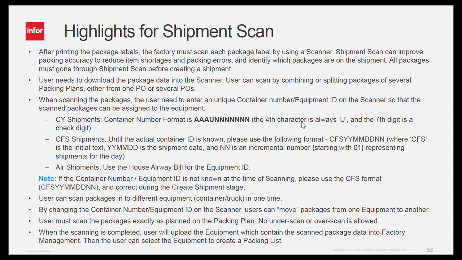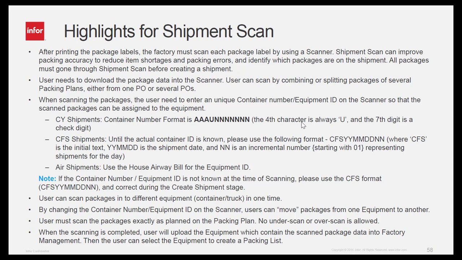For CY shipments, there is going to be a specific container number format. As you can see here, the fourth character will always be a U, and the seventh digit is always a check digit. So it's going to be 3 letters, a U, and then 7 numbers.